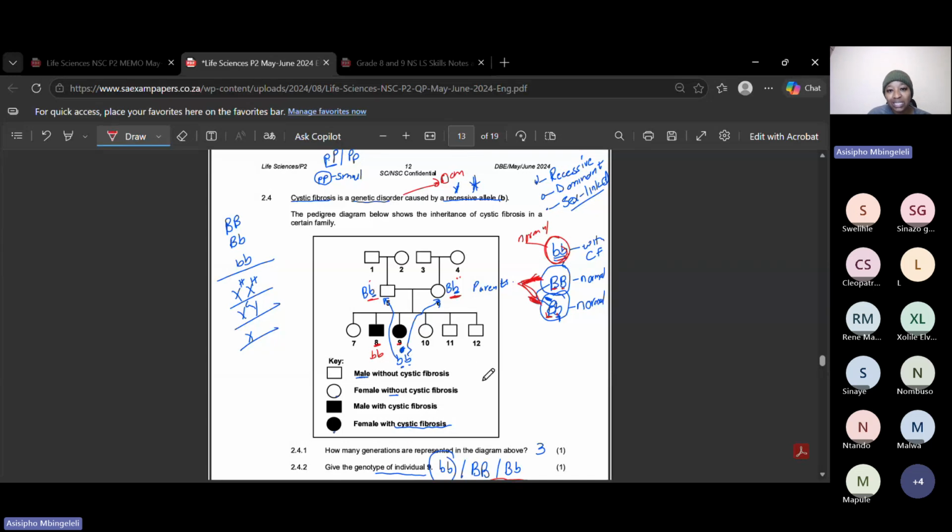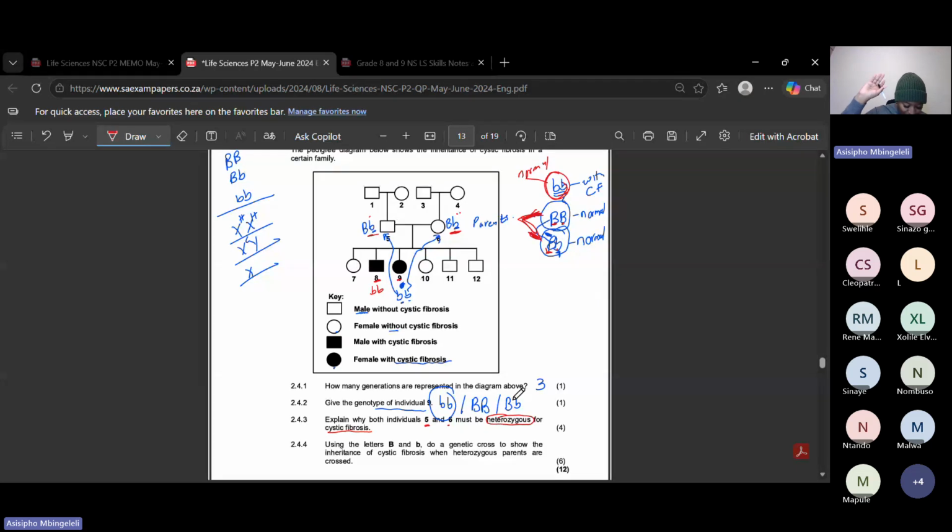The basics of genetics will need to come in handy in order to understand this. Let's read it from the memo. Both parents, 5 and 6, have a dominant allele and a recessive allele. That's why we're saying they are heterozygous. They have a dominant and a recessive allele. Since they do not have cystic fibrosis, or you could have said normal here, they have children 8 and 9 with cystic fibrosis who received one recessive allele from each parent.